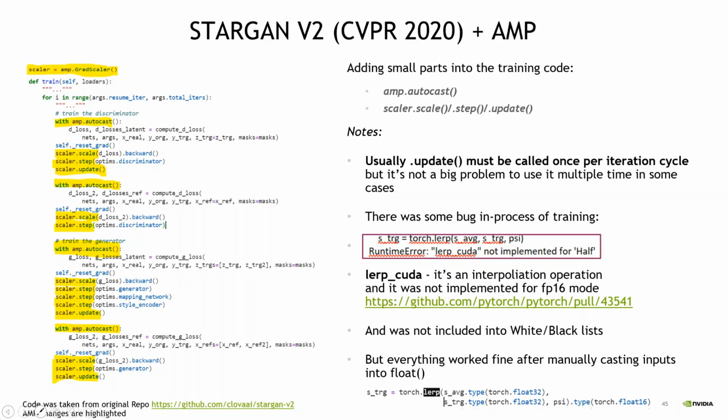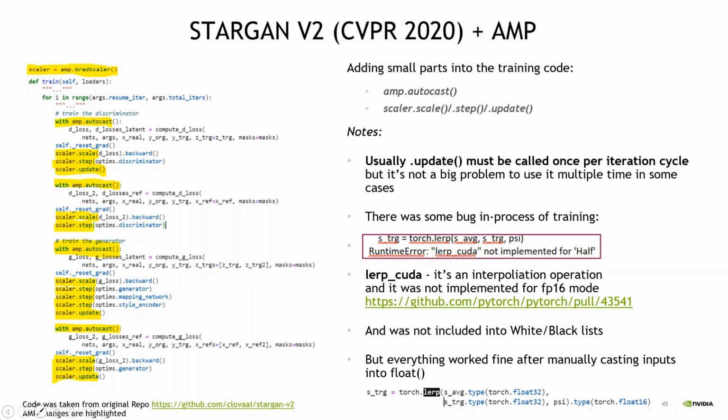So StarGAN v2 is a complex and irregular example where we have to make multiple calls of the update function between multiple backward steps with the same optimizer. And here is the example. We have to do two backward steps with the same optimizer per one training iteration. And to do that, we have to call the update function. And it's absolutely fine to do that. The training works, and the problem is not so big, because by calling the update multiple times, we will just update our scaling constant multiple times faster.